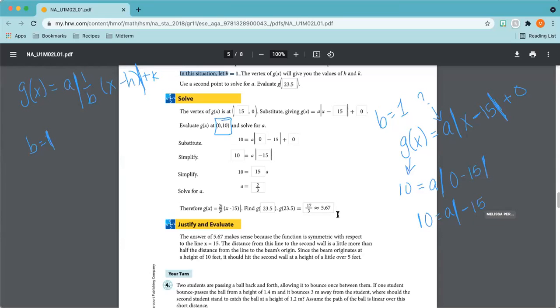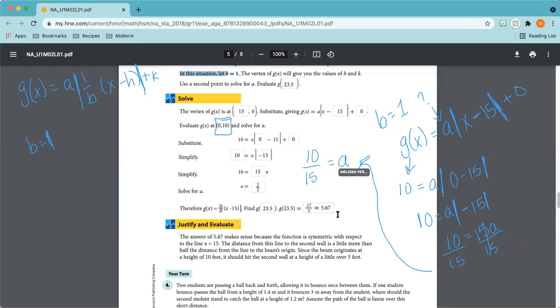Negative 15, which now I can actually just take the absolute value of, which is 15. So 10 is equal to 15 times A. What's my last step? Divide by 15. I'm going to divide by 15 to both sides. Now I'm running out of space over there, so I'm going to have to write up here. So that gives me 10 over 15 equals A.